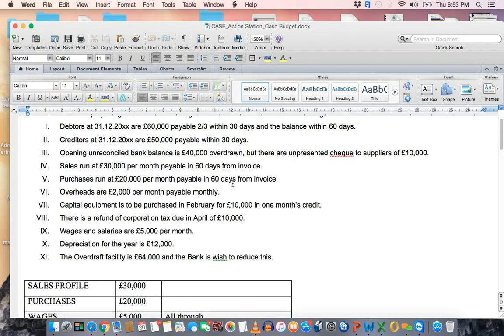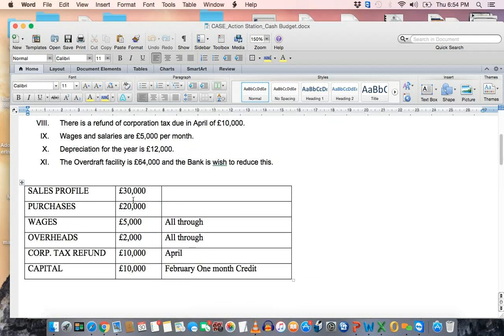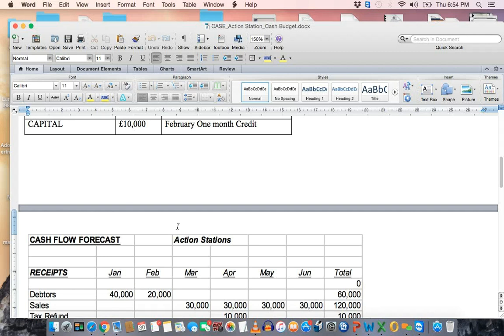And then we have some sales, purchases, overheads and capital equipment, which is per month and 60 days for invoice. Overhead 2,000 per month, payable monthly. Capital equipment to be purchased in February for 10,000 on 1 month credit. There is a refund of corporation tax due of 10,000, and then wages and salary, depreciation 12,000, and we are taking this depreciation. And then overdraft facility 64,000. That should be included in your bank, and then we can use it to reduce this. So sales profile 30,000, purchases 20,000, and wages all through, and then we are going to calculate the 6-month cash position, I think.